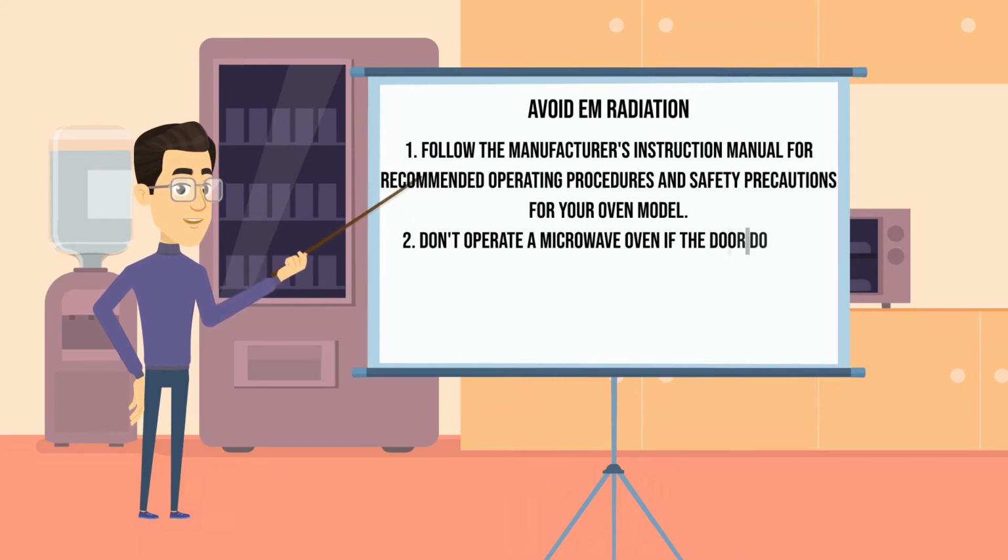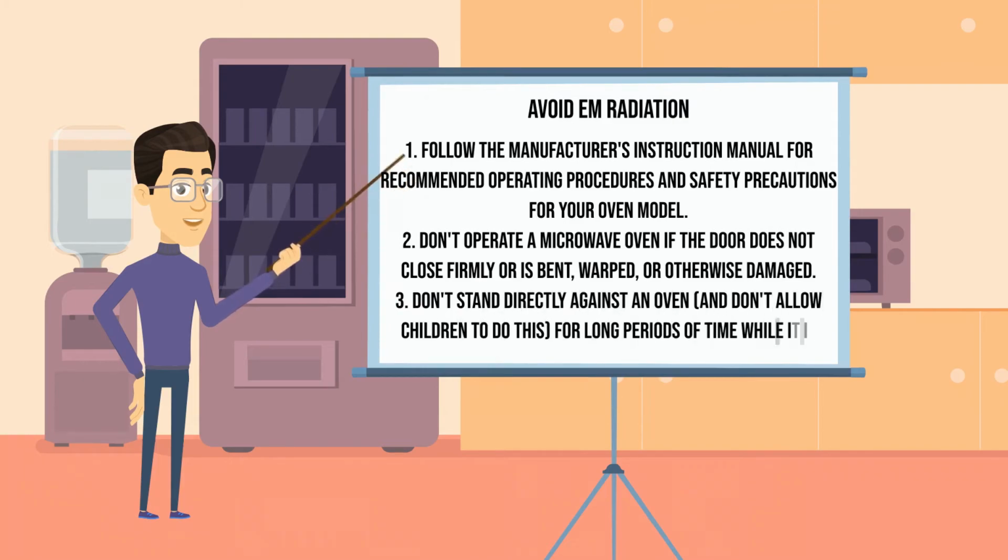First, follow the manufacturer's instruction manual for recommended operating procedures and safety precautions for your oven model. Next, don't operate a microwave oven if the door does not close firmly or is bent, warped, or otherwise damaged. Last but not least, don't stand directly against an oven, especially children, for long periods of time while it is operating.